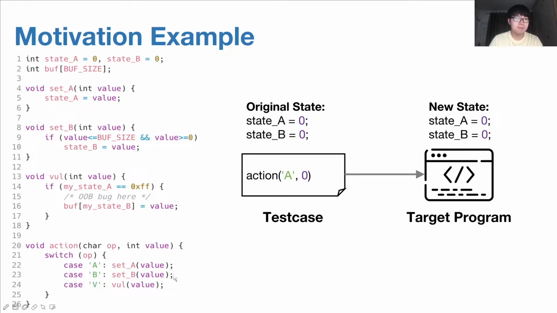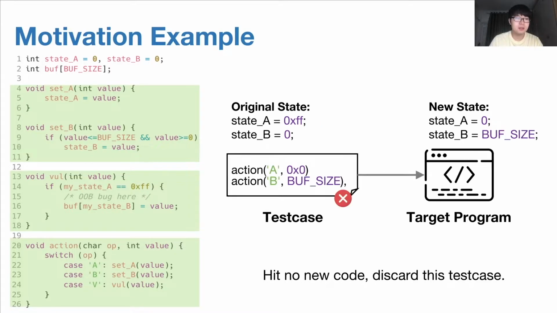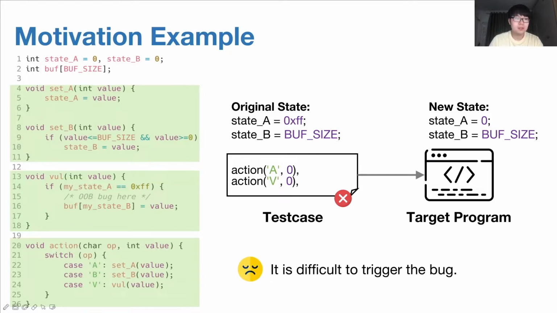If we fuzz this example program with code coverage-guided fuzzers, we will find such a dilemma. In the beginning, many test cases hit new code and are preserved: test case 1, test case 2, test case 3. For now, as we can see, all code is covered and there is no new code to hit. As a result, no more test cases will be saved. Even though a test case can set the correct states, the states can easily be changed by a subsequent test case. So it seems difficult to trigger the bug. There are no seeds in the corpus that can set the correct states.